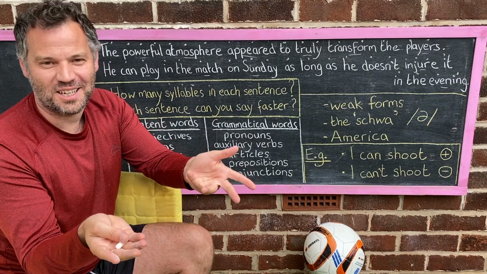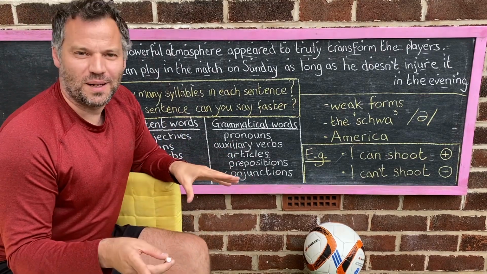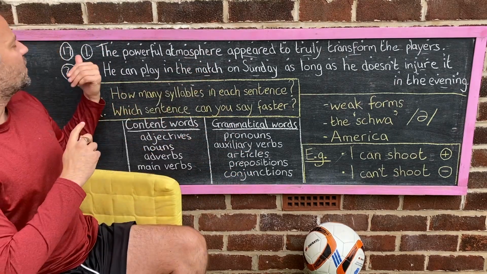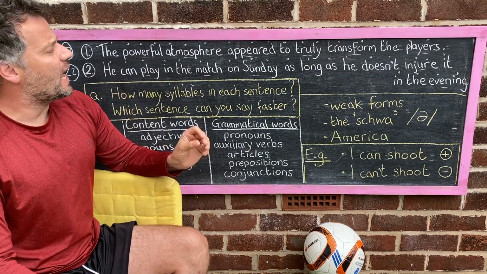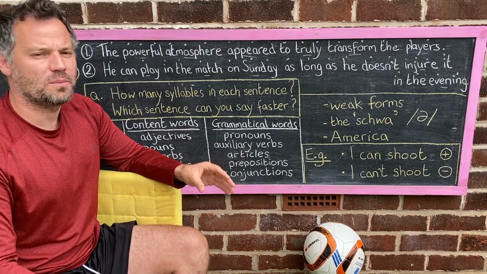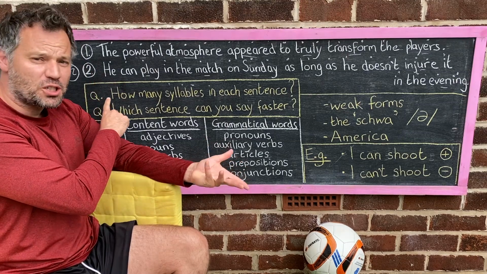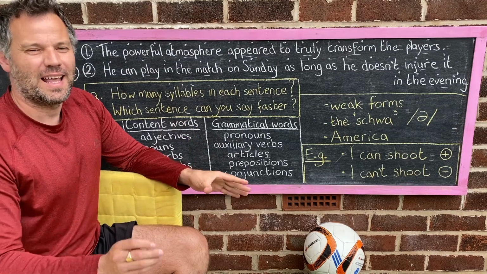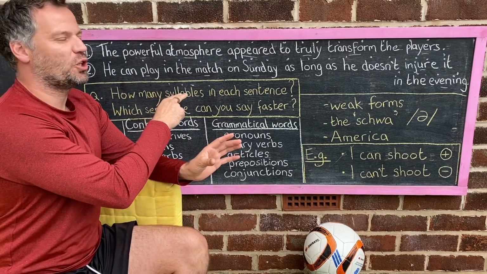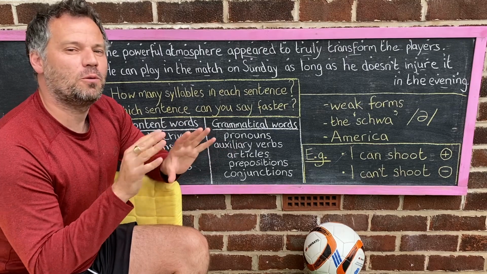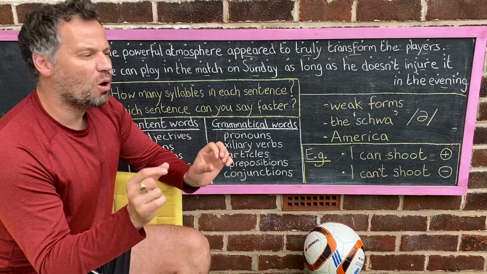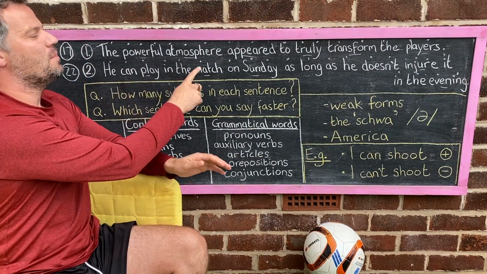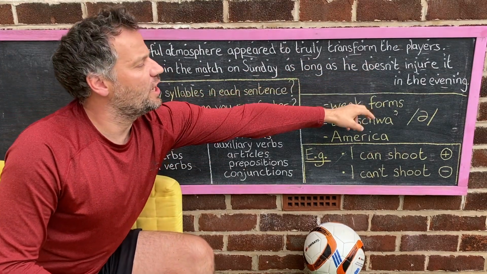Try it with your own language. So maybe you don't believe me. Maybe you don't believe that you can say this faster than this one. So sentence number 1, the powerful atmosphere appeared to truly transform the players. Sentence number 2, he can play in the match on Sunday as long as he doesn't injure it in the evening. So when I say sentence number 2, maybe you don't hear every word in that sentence. You only hear the content words, which are play, match, Sunday, injure, evening.